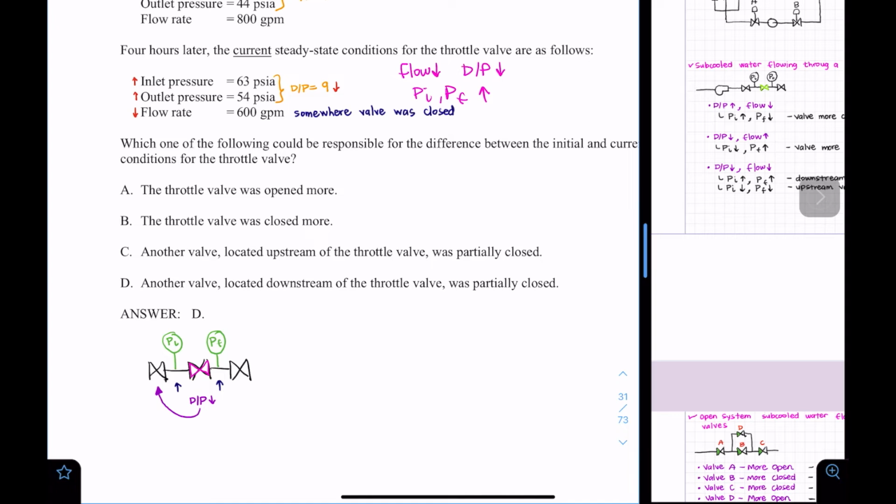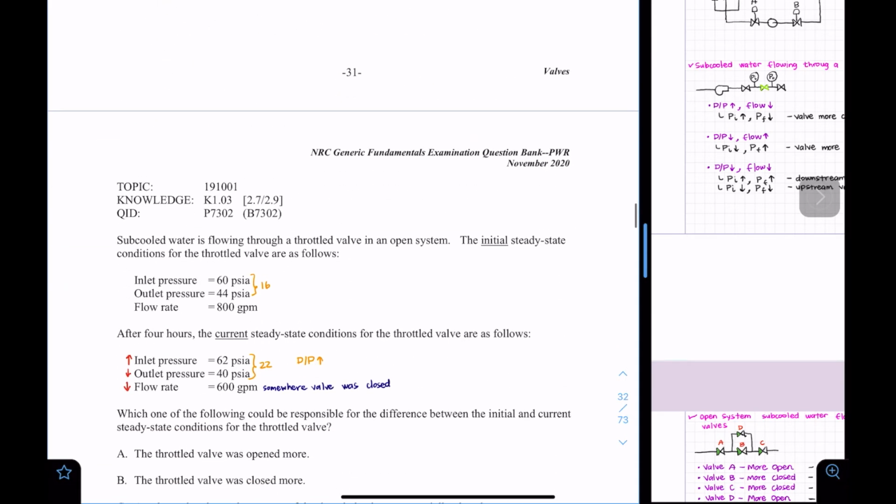So this is telling me that the valve that was closed was not the valve that I'm working on. It was the valve downstream, right? When this goes up is the valve downstream. When these both go down was the valve upstream. So now let's take a look at this other one.